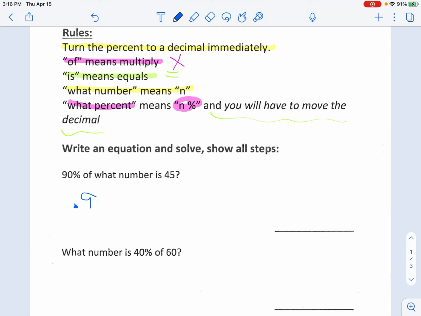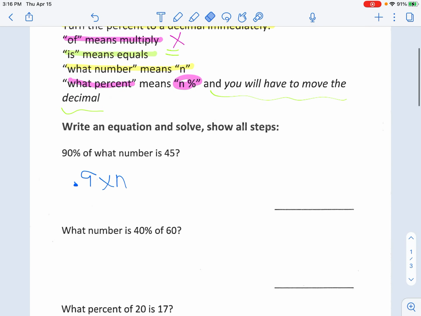Of what number? Remember, it says of means to multiply, and what number means n. So we're going to multiply. Times n. When you're multiplying a number times a variable, you don't have to put the x for the times. So this means 0.9 times n. Here's my is, that's where my equal sign is going to go. So equals 45. So we just wrote the equation.